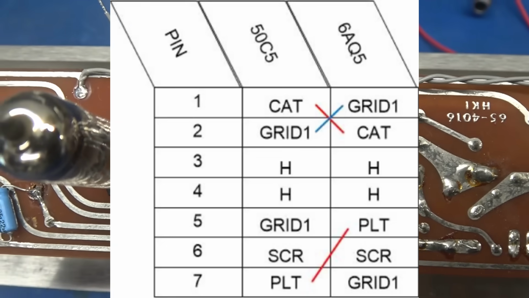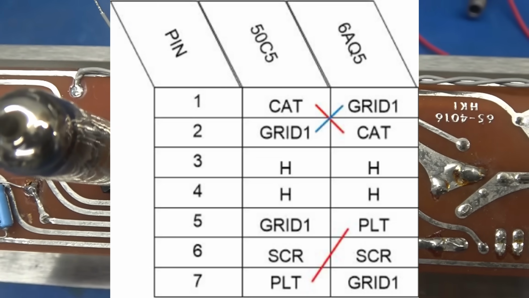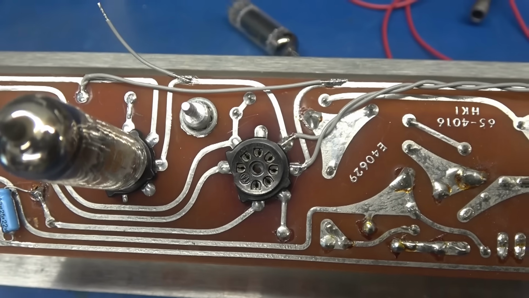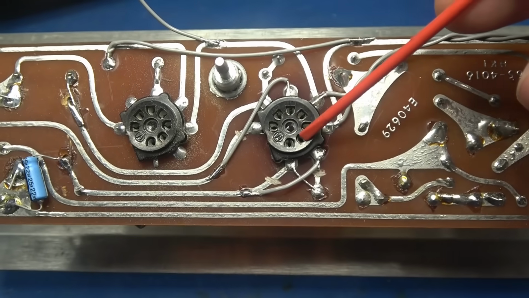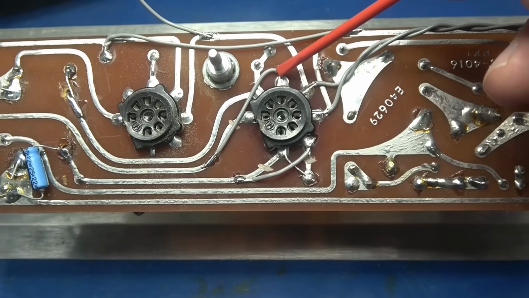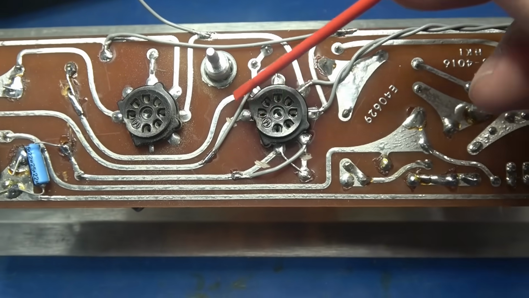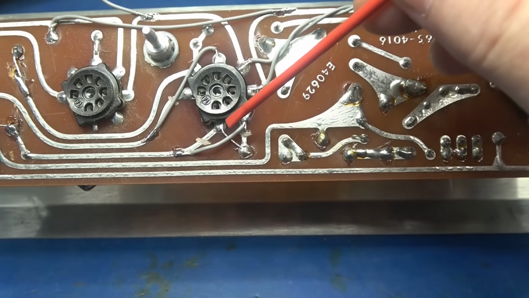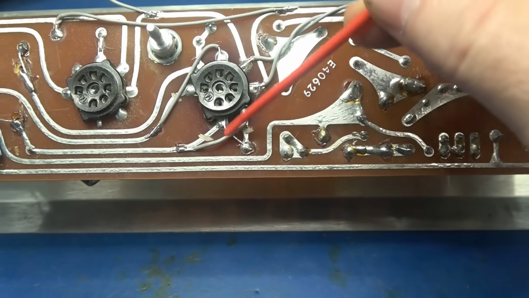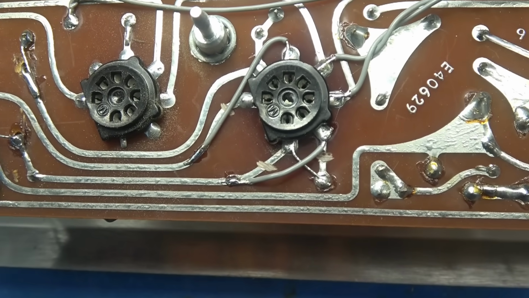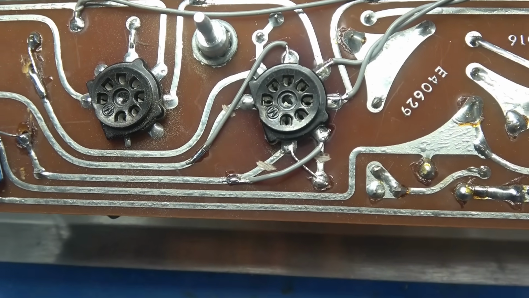I have made up a nice little chart showing you guys the crossover between those two tubes. I'll post that in the video. Here's the 6AQ5. Jumper's complete. Pin 5 is now plate, so I cut 7 and ran a jumper. And then the cathode and grids are swapped, so you cut both those traces and crisscross those. And that is all you need to do jumper-wise on the board.